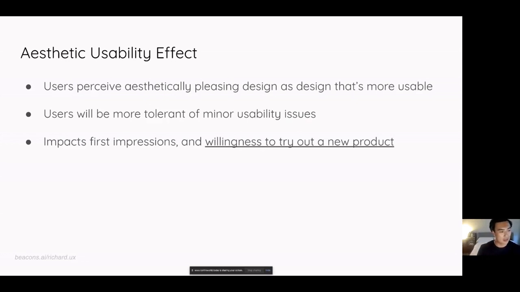That's the aesthetic usability effect. Users typically perceive aesthetically pleasing designs as designs that are more usable. They're more forgiving and tolerant of minor usability issues, and it impacts their first impressions and willingness to try out a new product.